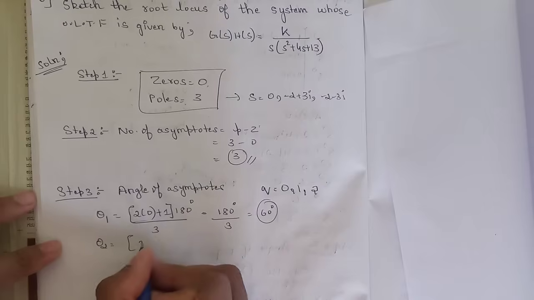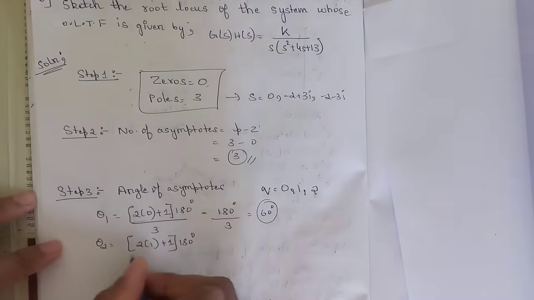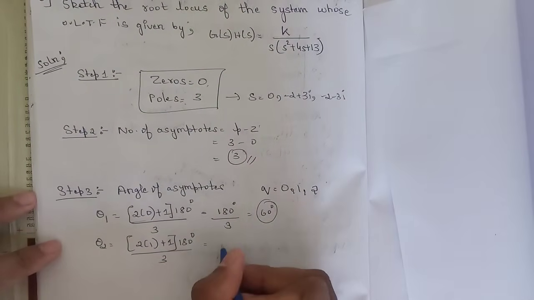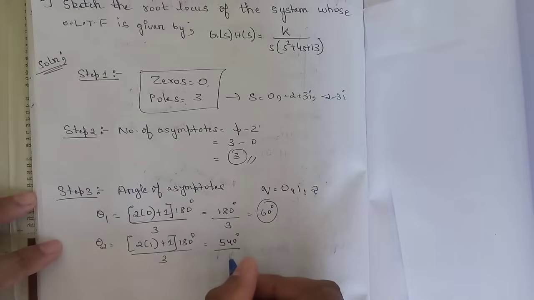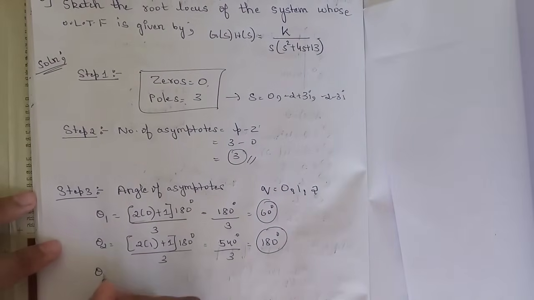So theta 2 is equal to (2 into the value of q, which is 1 now, plus 1) into 180 degrees divided by 3, and that is 2 into 1 is 2, plus 1 is 3, 180 into 3 is 540 by 3, so that's equal to 180 degrees again. So this is the second angle.